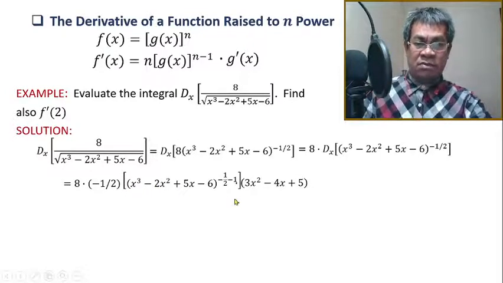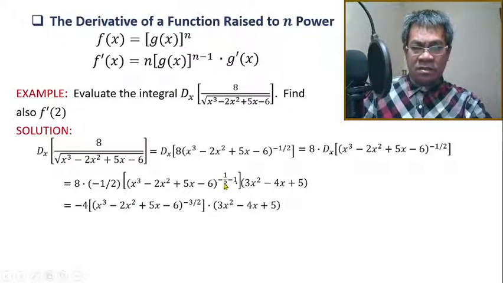The derivative is 3x squared minus 4x plus 5, and the 6 is 0, so we have only this. Then simplify. Take note, negative 1/2 minus 1 is negative 3/2. We have 8 over 2, or 8 multiplied by 0.5, which is 4. So this is negative again.